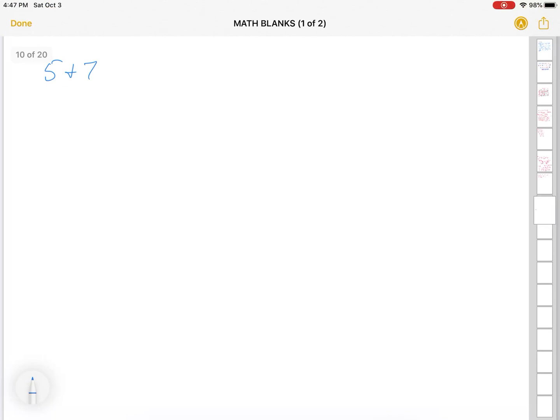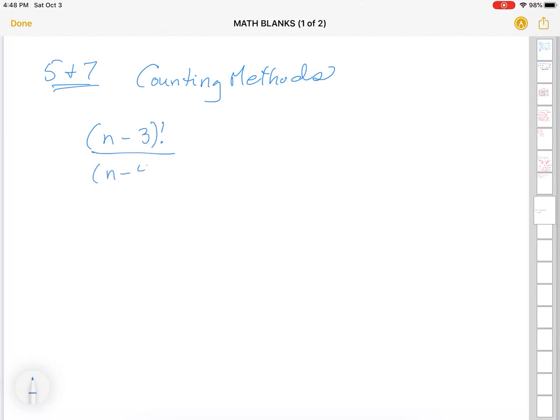Someone asked a question about 5 and 7, which would be in counting methods, I believe. Just based on the question, the example is n minus 3 factorial divided by n minus 4 factorial equals 12. Well, we want to make this equal to 12, right?